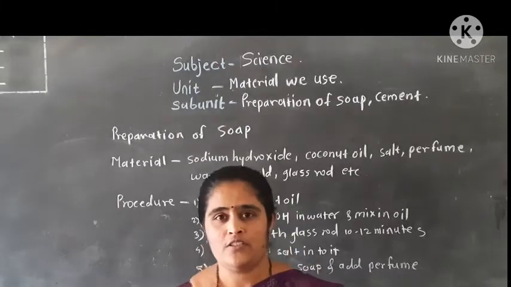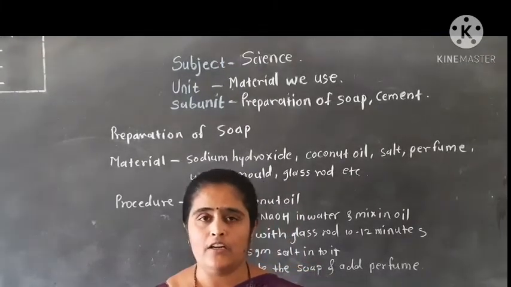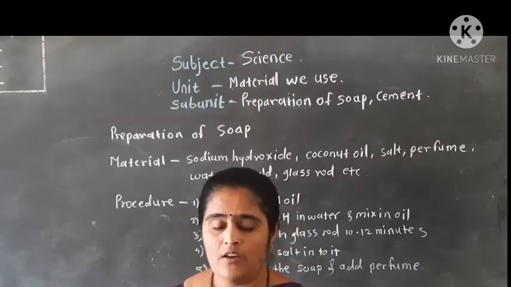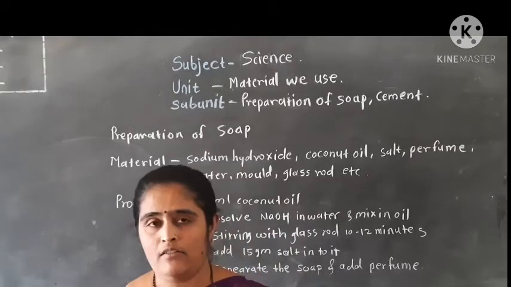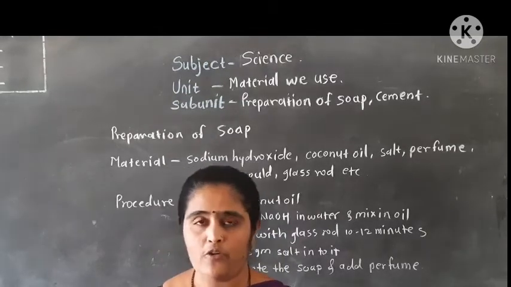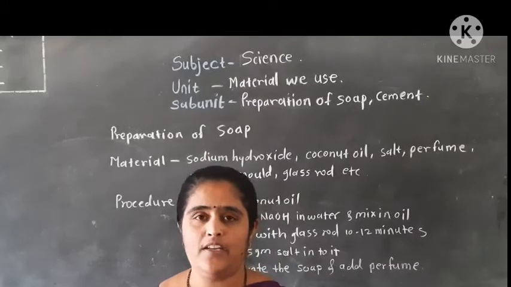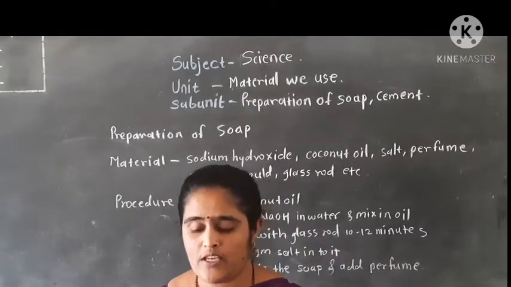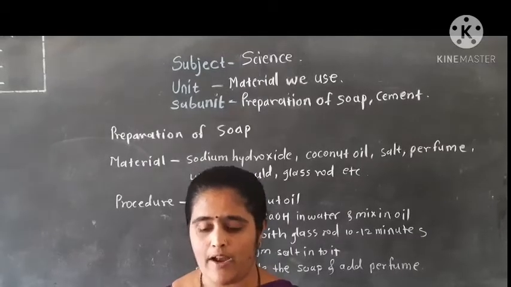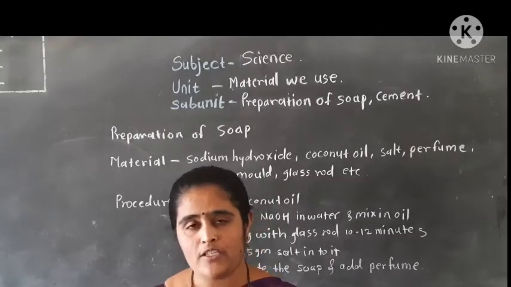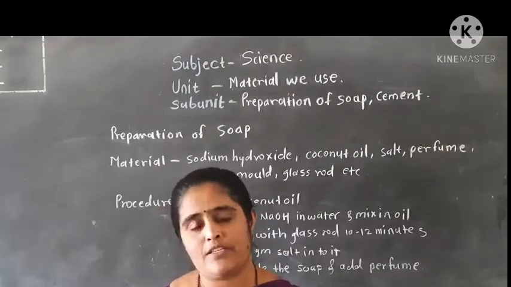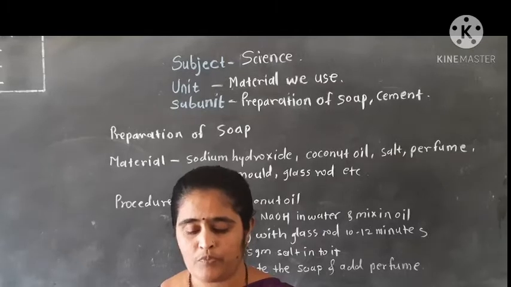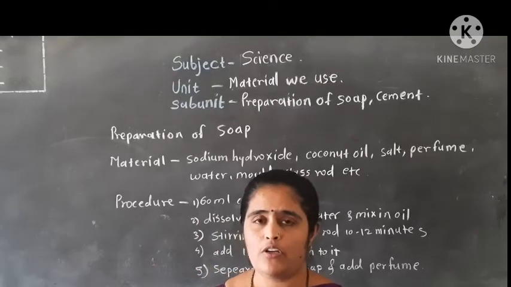Hello students, in the previous video we started a topic, materials we use. In that we studied toothpaste and detergents. In toothpaste, we studied the different ingredients present and their functions. For example, calcium carbonate, calcium hydrogen phosphate and fluorides are the main ingredients present in our toothpaste, and their role in our toothpaste. Next, we discussed detergents.